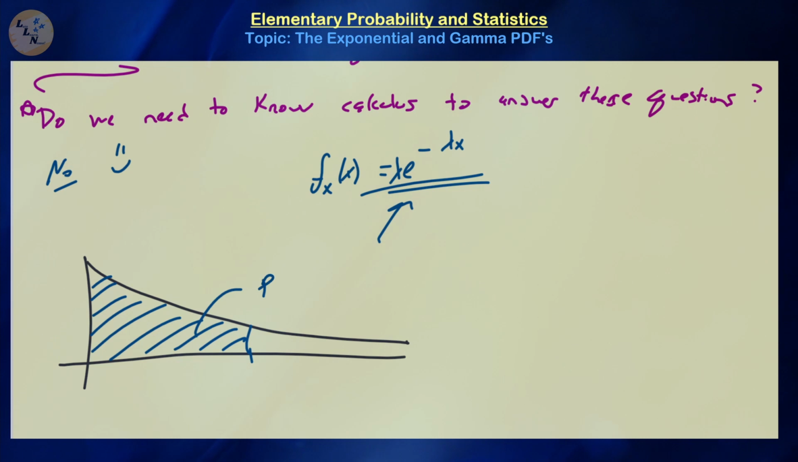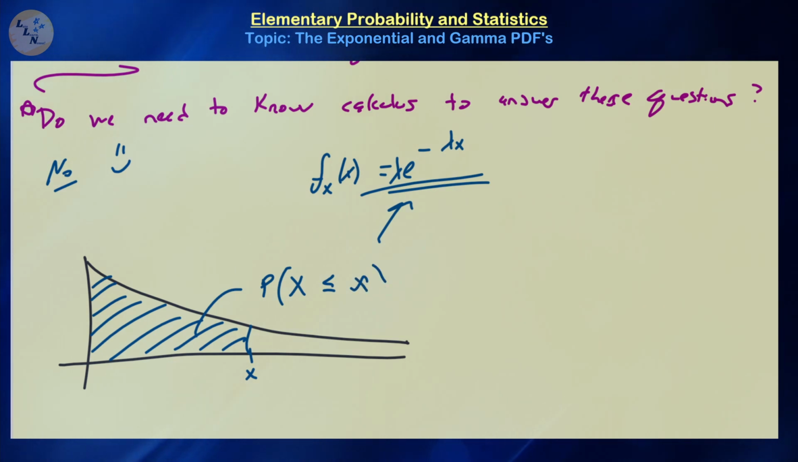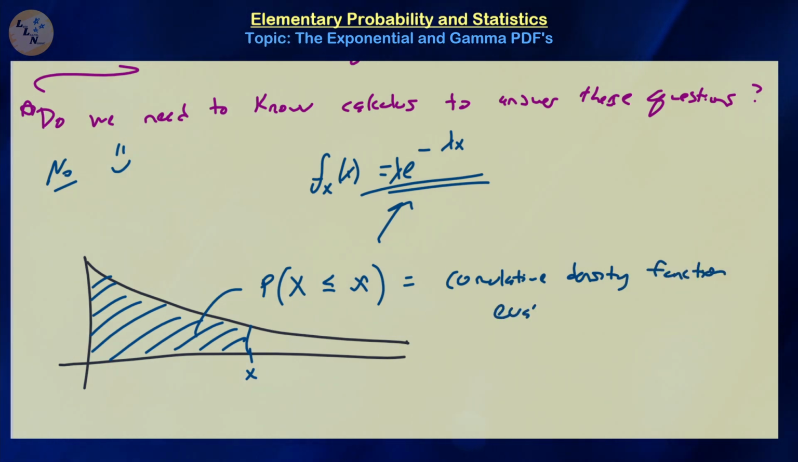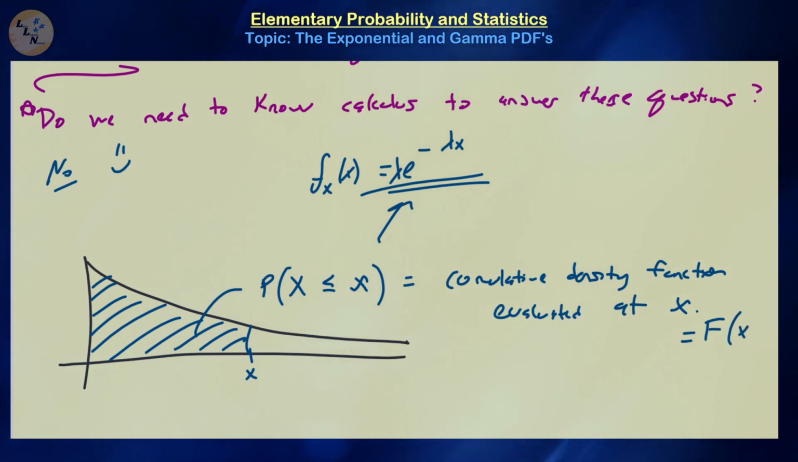Now let's assume we want to answer this question. What is the probability that capital X is less than or equal to little x, right? If you remember back when we were discussing frequency distributions, this is actually the same exact format as the cumulative distribution function for a random variable or a data point, right? So this is the cumulative density function evaluated at little x, right? And sometimes, remember, we abbreviate that by capital F sub x, associating it with a random variable x.